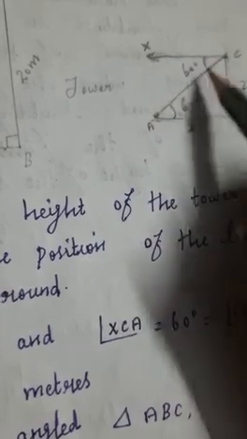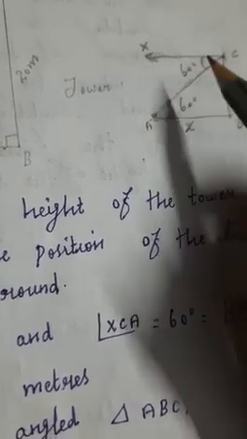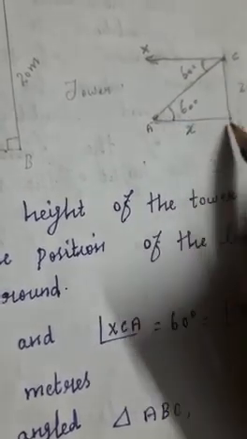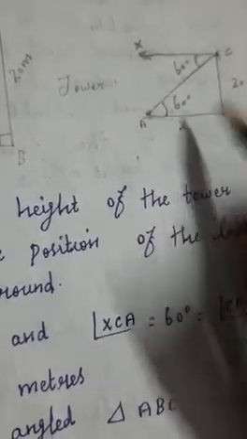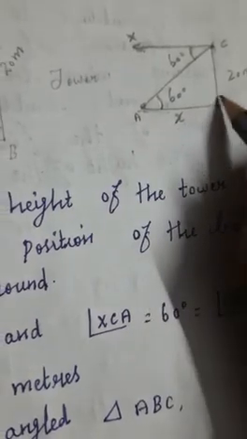Okay, so these both are alternate angles. So here 60 degrees, and here also 60 degrees. Now you have one right angle triangle, and that angle you also know. Now we are going to find out this x. So you know that this is the right angle triangle.